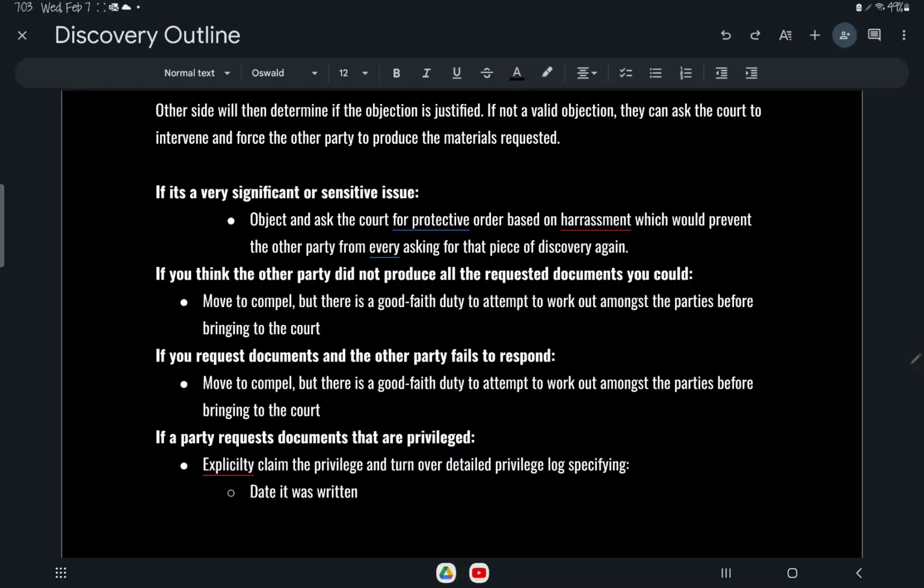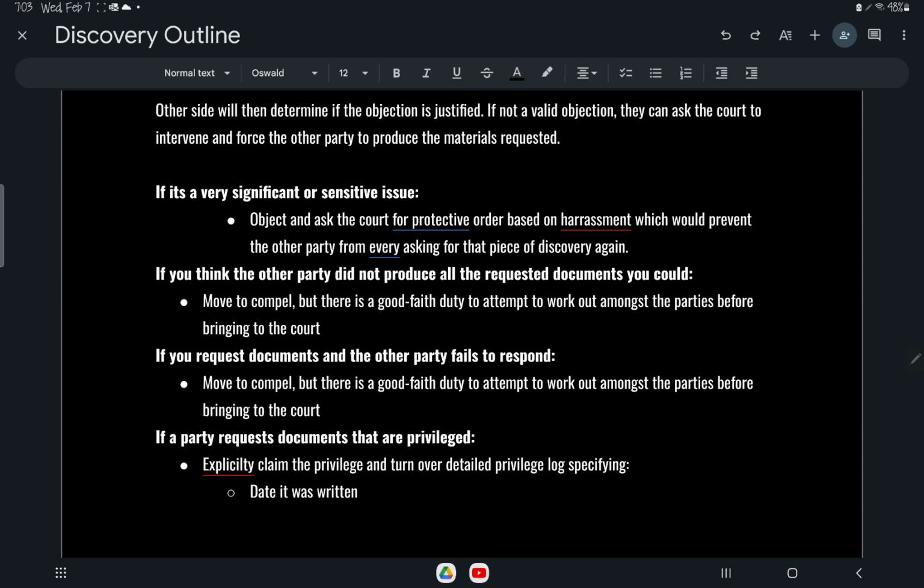If not a valid objection, they can ask the court to intervene and force the other party to produce the materials requested. If it is a very significant or sensitive issue, you would object and ask the court for a protective order based on harassment, which will prevent the other party from asking for that piece of discovery again.